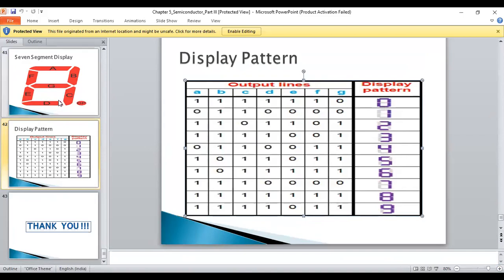Next, we need 1. For 1, which ones conduct? B and C conduct. B and C we have to conduct here. It will give the value 1. Write 1 1 only for B and C, and all the rest are 0. So it will display 1 here. 0 means off condition, 1 means on condition.